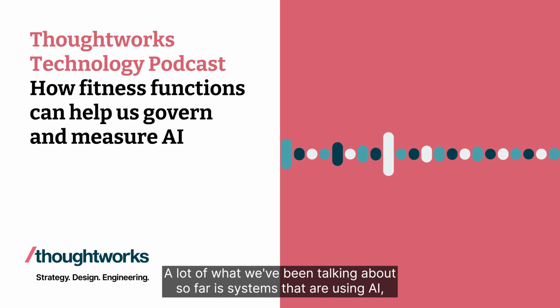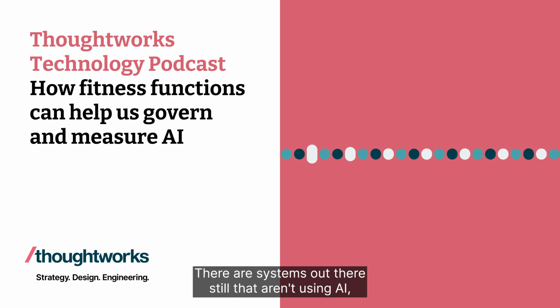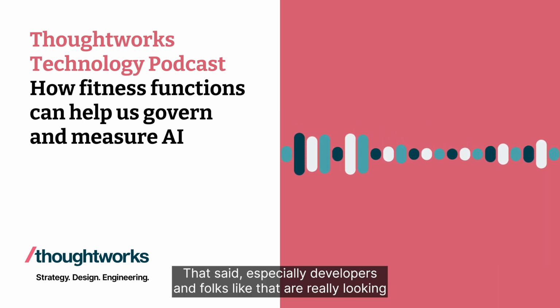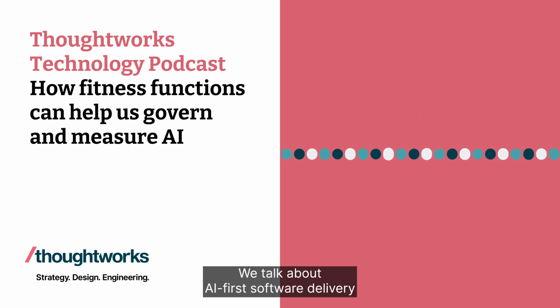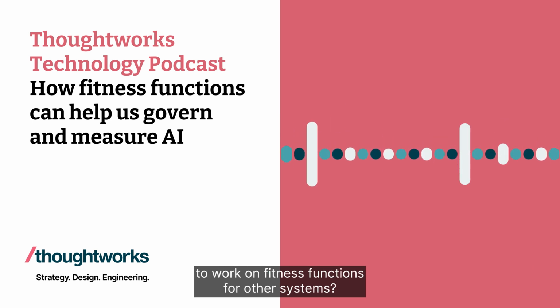So a lot of what we've been talking about so far is systems that are using AI, but it may be a shock to some folks, there are systems out there still that aren't using AI, legacy and others. But that said, especially developers and folks like that are really looking at AI tools to enable them to work faster. We talk about AI-first software delivery inside Thoughtworks quite a bit, et cetera. What about using the AI stuff that's out there to work on fitness functions for other systems?